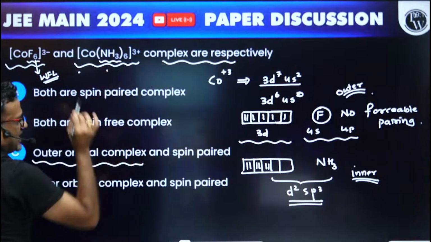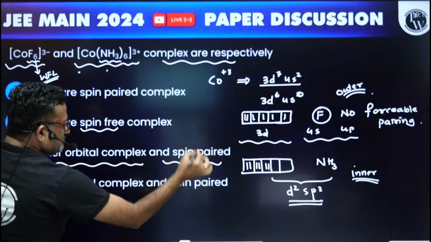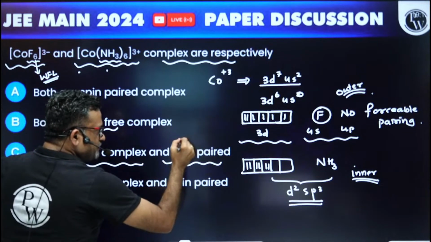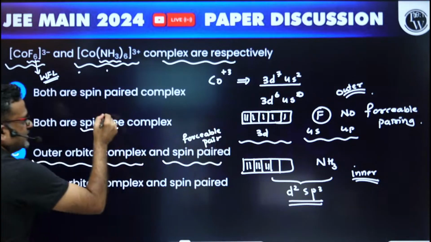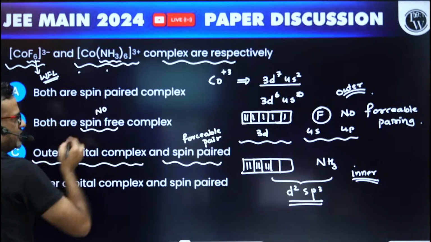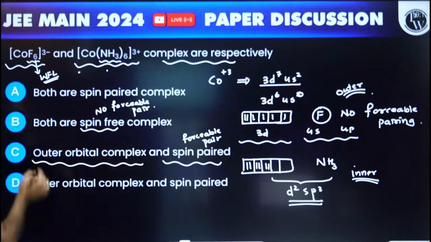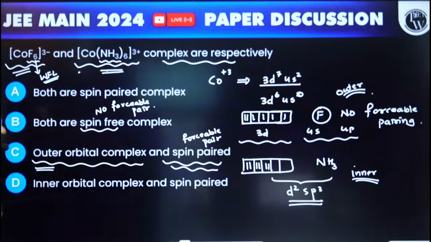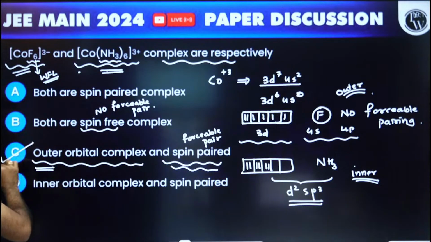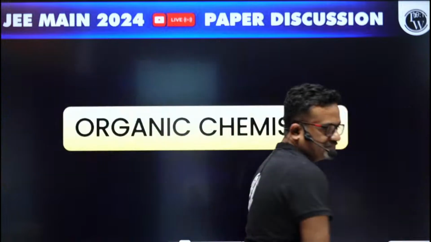And what about this? They have given spin paired. What do you mean by spin paired? Spin free and spin paired. Spin paired means there is forcible pairing, and spin free means they are not forcibly paired. No forcible pairing. So in case of CoF6, it is going to be an outer orbital complex. In case of Co(NH3)6, it is going to be spin paired. That means forcible pairing has happened. Sorry, inner orbital complex for NH3 and outer orbital complex with fluorine. Is that clear?